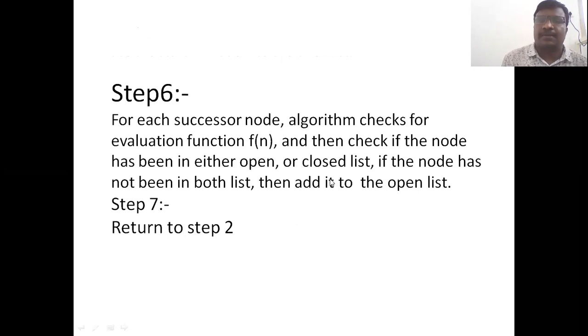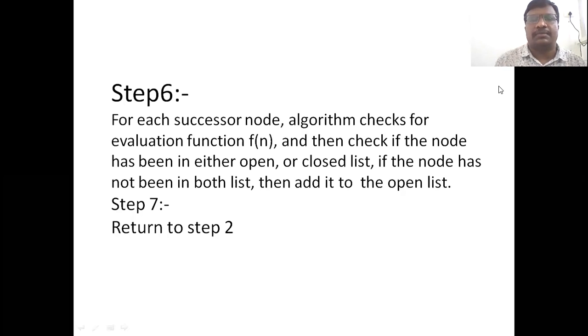Next is step 6. For each successor node, the algorithm checks for the evaluation of f(n), and then checks whether the node has been in either the open or closed list. If the node has not been in either list, then add it to the open list. And step 7 is to return to step 2.